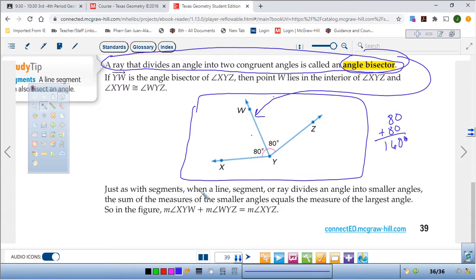So just as with segments, when a line, segment, or ray divides an angle into smaller angles, the sum of the measures of the smaller angles equals the measure of the largest angle. So in this figure right here, the measure of angle XYW plus the measure of angle WYZ is equal to the measure of the angle XYZ, the big one. Now make sure you know that.